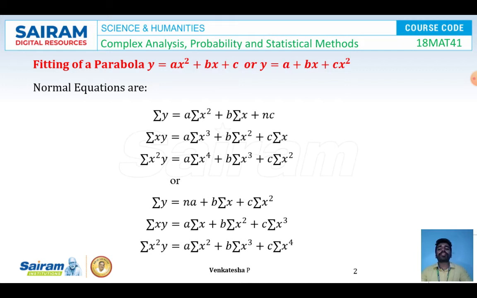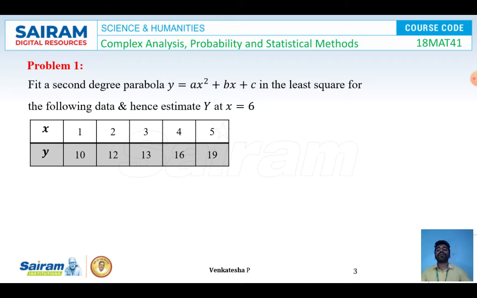So now we'll discuss the problems on fitting of second-degree parabola. The first problem: fit a second-degree parabola y = ax² + bx + c by least squares for the following data and hence estimate the value of y at x = 6. The data is given like x = 1, 2, 3, 4, 5, y = 10, 12, 13, 16, 19. The first step is to frame the normal equations for the given parabola y = ax² + bx + c.